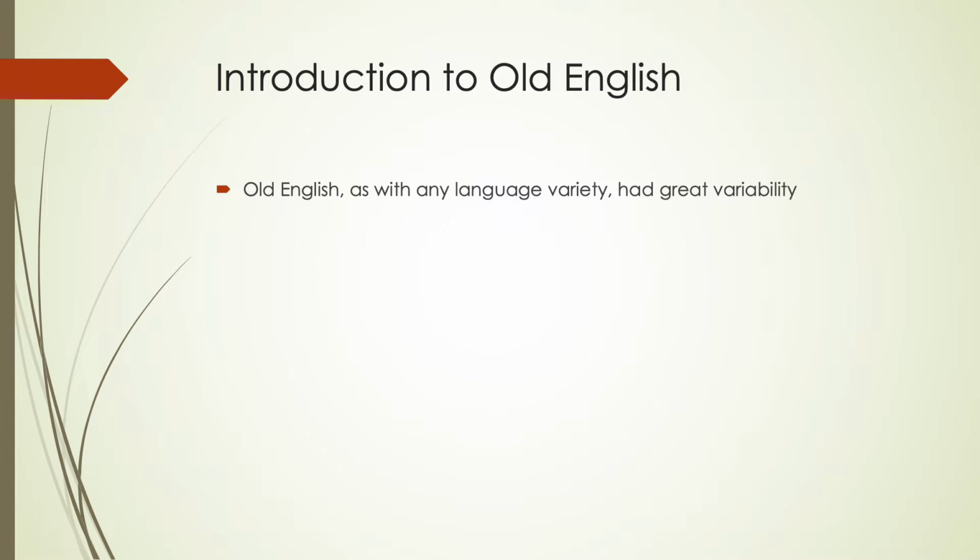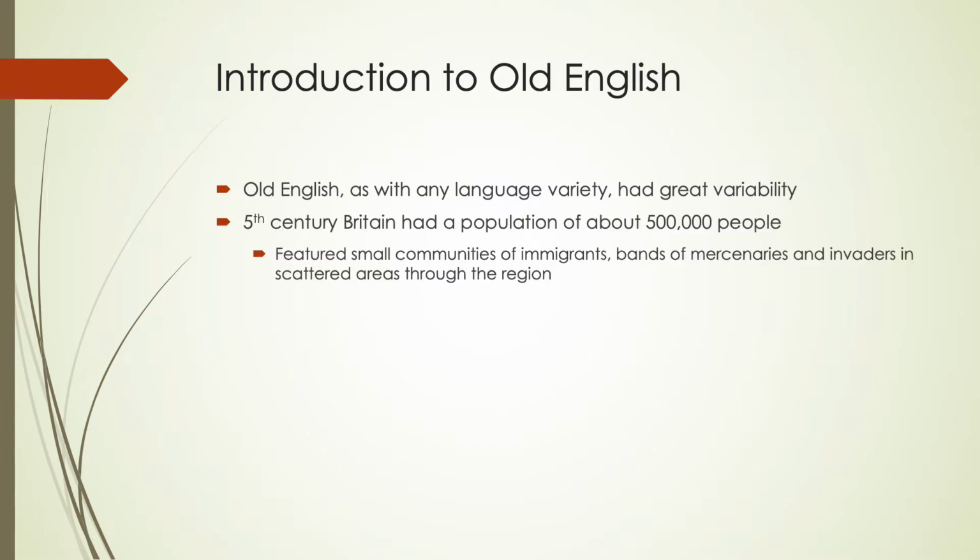In around 5th century Britain, which is around the time that we would say that English began to be seen as its own separate language from Common Germanic, Britain had a population of about 500,000 people or so, and this featured mostly small communities of immigrants. There were bands of mercenaries and invaders, and a lot of them were scattered throughout the region. So there were lots of different areas that were relatively isolated from each other, but which together contributed to the population you see there. People were, however, prone to mobility.